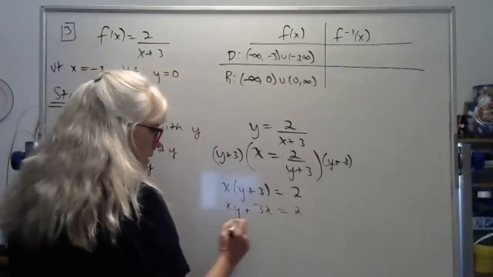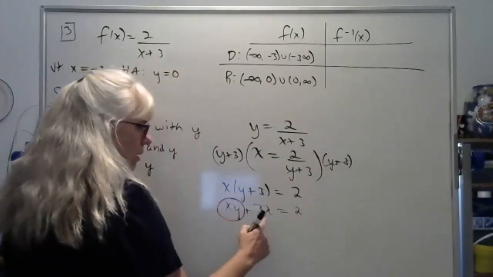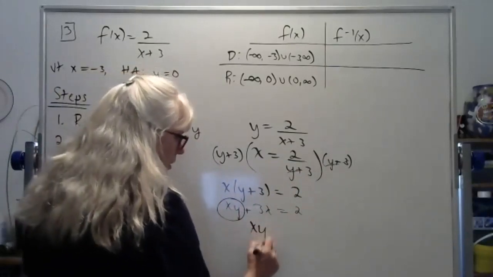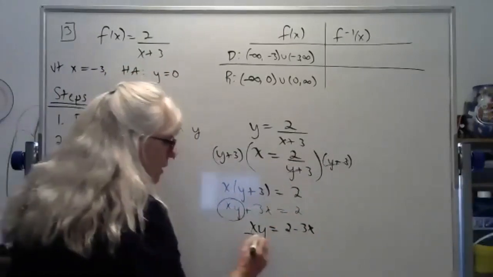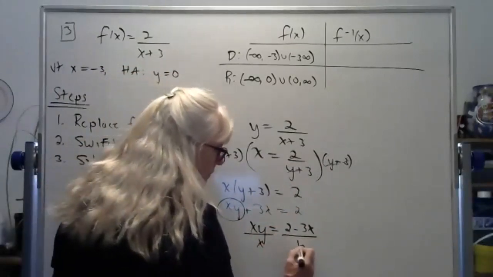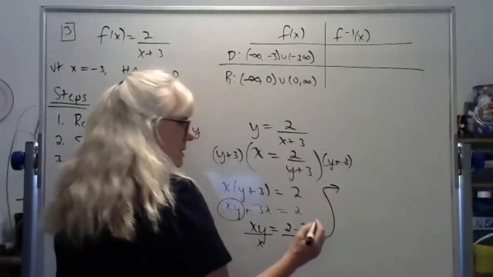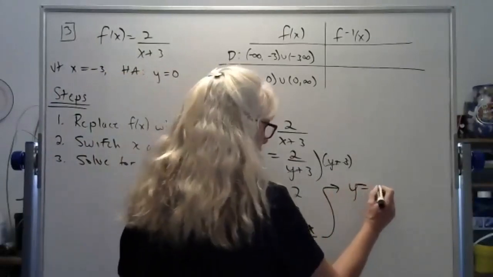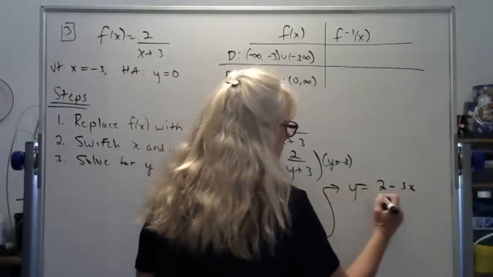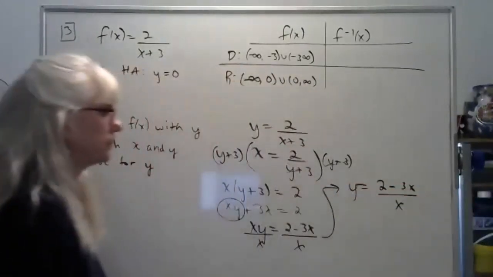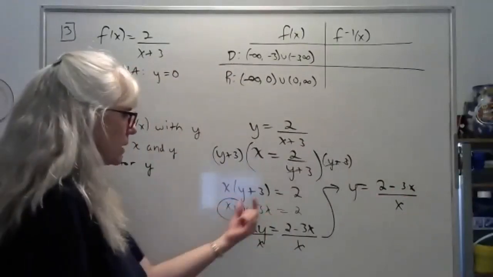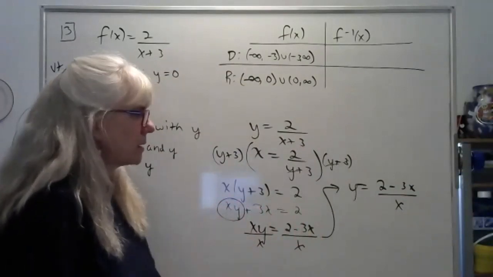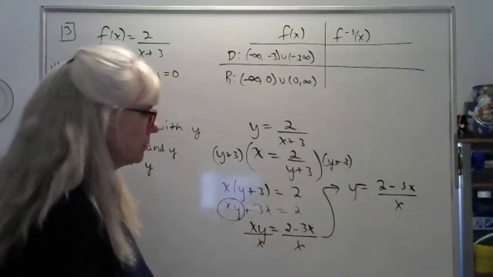Then I'll move this 3x. Again, we're solving for y. It's right here. I'm going to move that 3x over. So xy equals 2 minus 3x. And then I'll divide the x out of there. So it's the same answer in a slightly different fashion. So y equals 2 minus 3x all over x. So again, I distributed the x in, then I subtracted the 3x, and then we divided by x. So we've isolated our y.